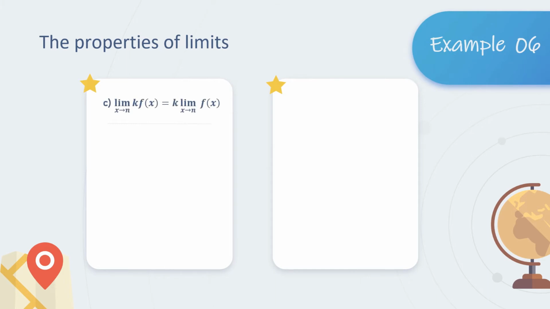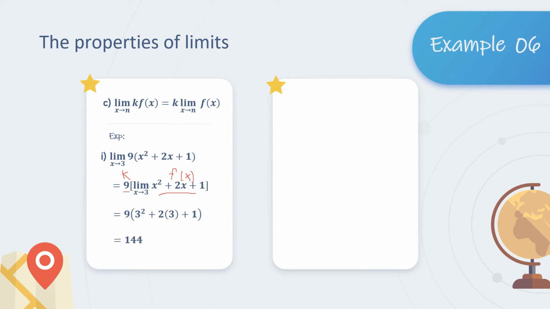The limit of k times f of x as x approaches n is equal to k times the limit of f of x as x approaches n. Example 1. Given the function, the limit of 9 times the quantity x squared plus 2x plus 1 as x approaches 3. First, rearrange the given function according to the properties of limits. Substitute 3 into the function and the answer is 144.